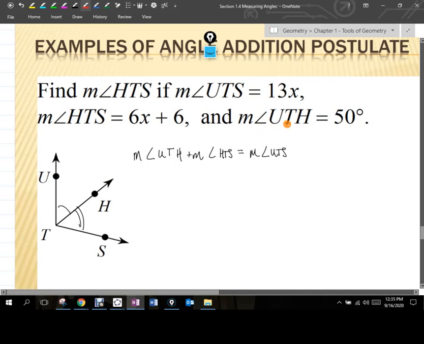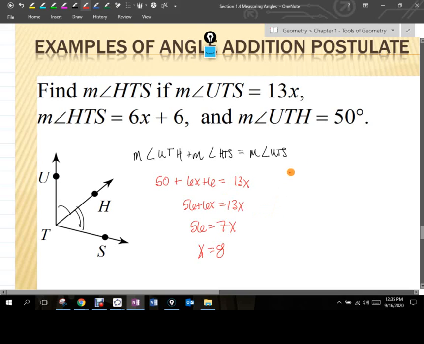But now we're just going to substitute. So UTH was 50. HTS is 6x plus 6. And then UTS is the 13x. So I need to combine like terms. So I get 56 plus 6x is equal to 13x. 56 then is equal to 7x. X then is 8, right? Okay.